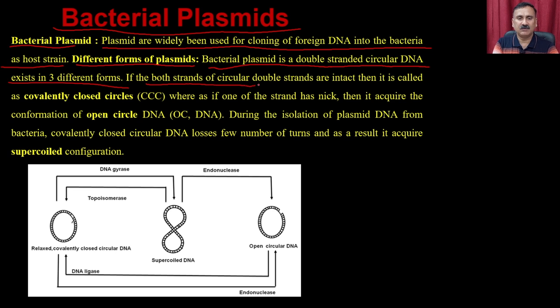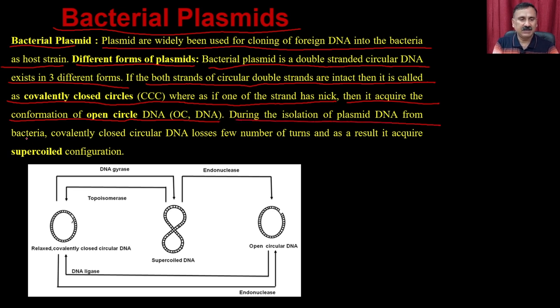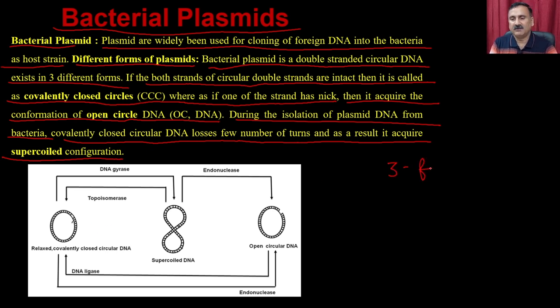If both the strands of the circular DNA are intact, then it is called a covalently closed circle. Whereas if one of the strands has a nick, then it acquires the conformation of open circle DNA. During the isolation of plasmid DNA from the bacteria, covalently closed circular DNA may lose a few turns, and as a result, it acquires the supercoiled conformation.